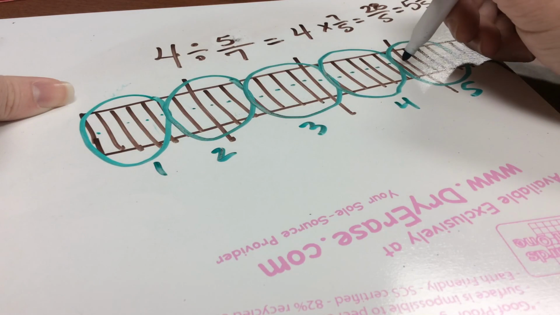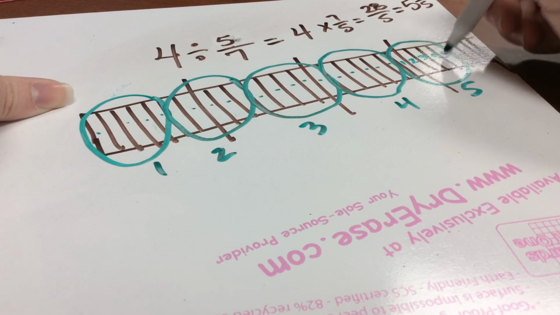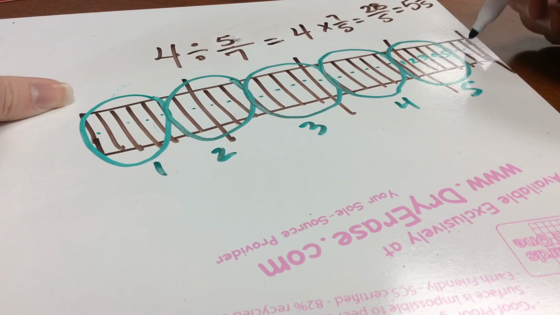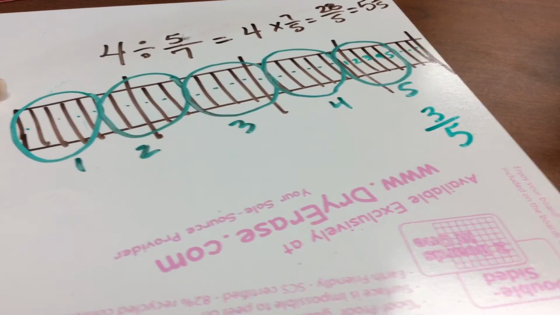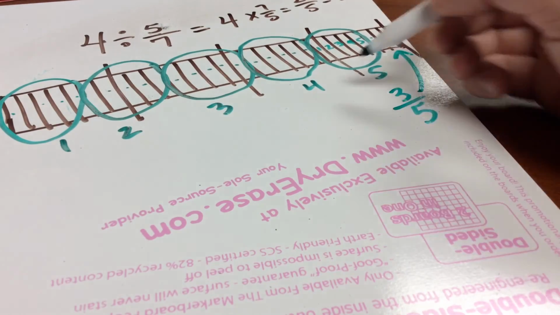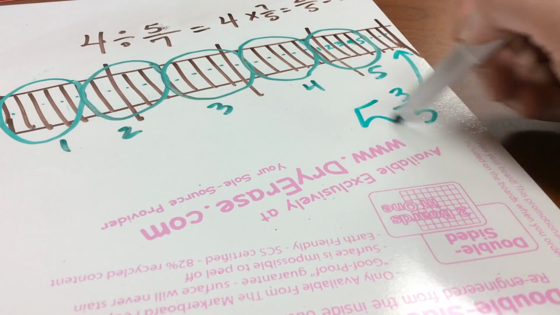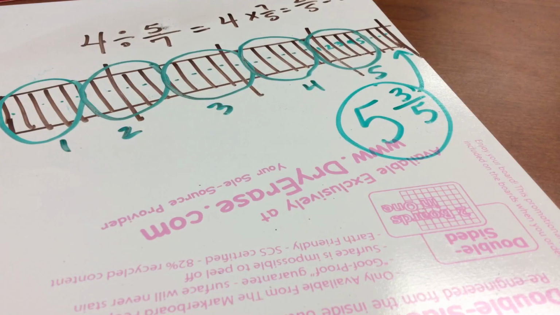Now, in each group, if you notice, there are 5 in each group. So 1, 2, 3 are left over. 3 out of 5 that are in each group are left over. So 3 out of 5, right there, are left over. So there are 5 groups with 3 out of 5 in each group left over. So your answer is 5 3/5. I hope this helps. Have a great day.